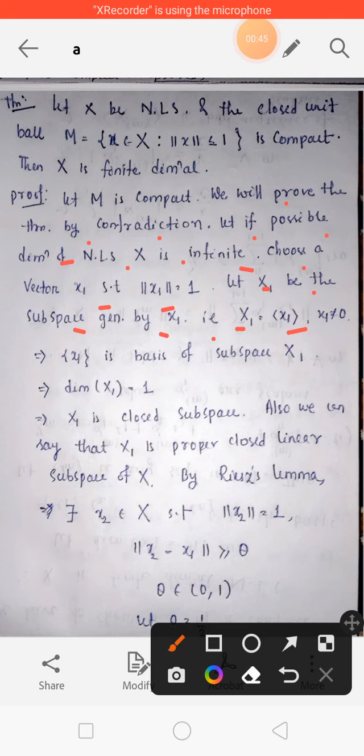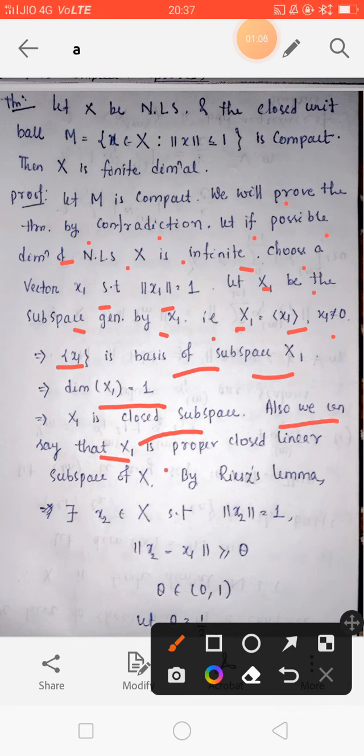Or, the subspace generated by small x1 equals X1, for x1 not equal to 0, which implies x1 is the basis of subspace X1, and the dimension of X1 equals 1, because X1 contains only one element or one vector, that is small x1. So the dimension of X1 equals 1. So X1 is a closed subspace. Also we can say that X1 is a proper closed linear subspace of X.